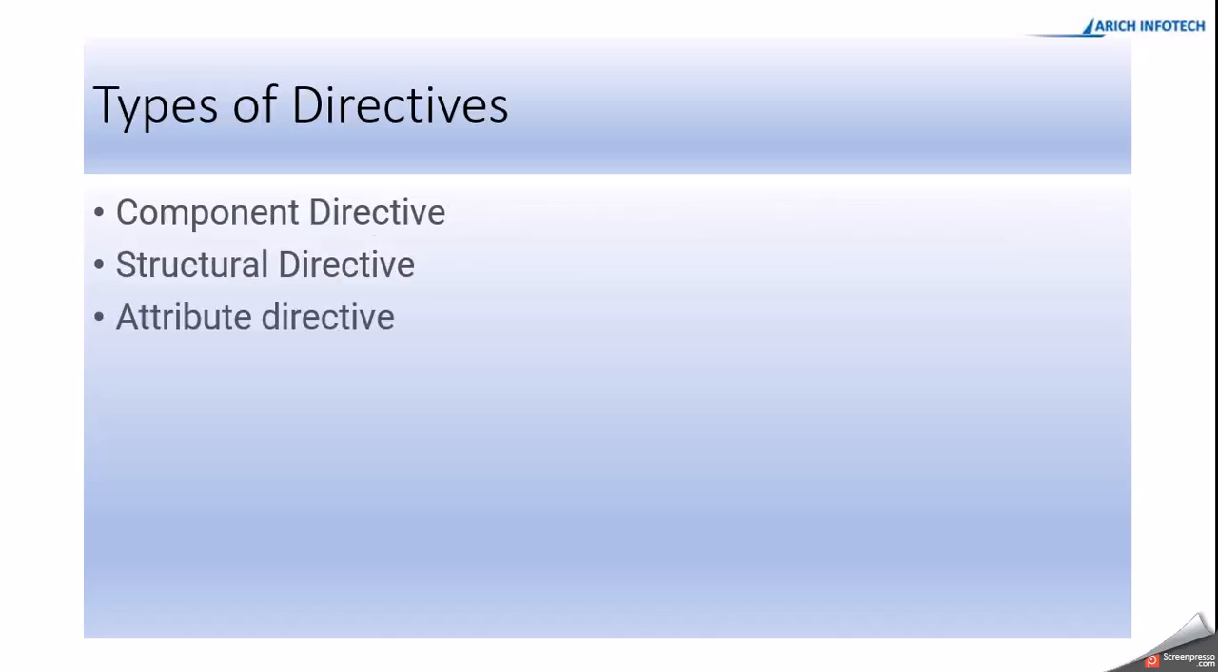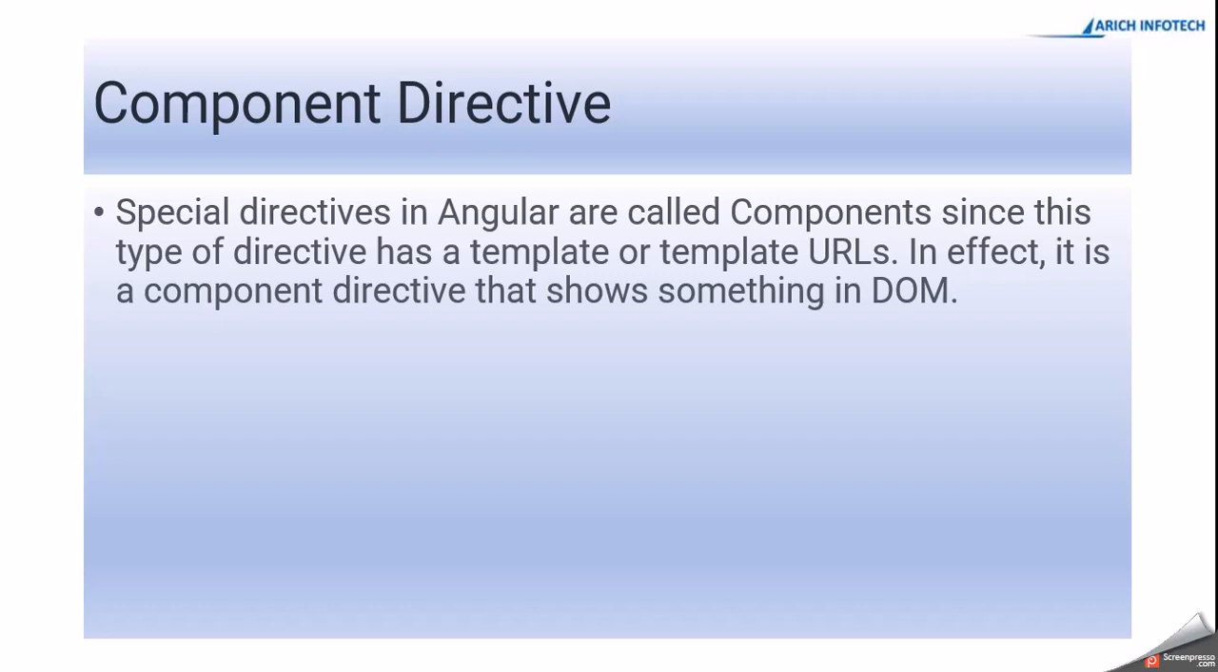Types of directives. There are three types of directives: component directives, structure directives, and attribute directives. We have already used these, but I want to explain component directive, structure directive, and attribute directive. Okay, after that, component directives.